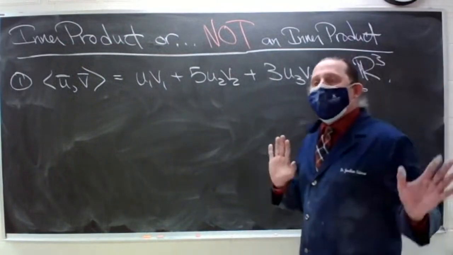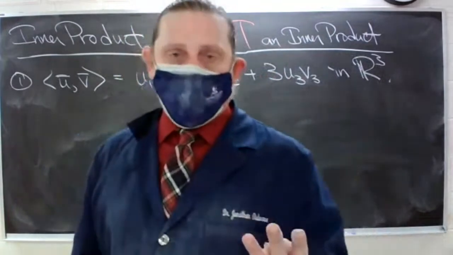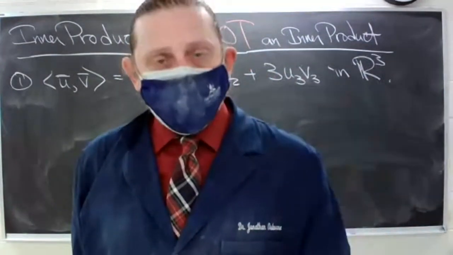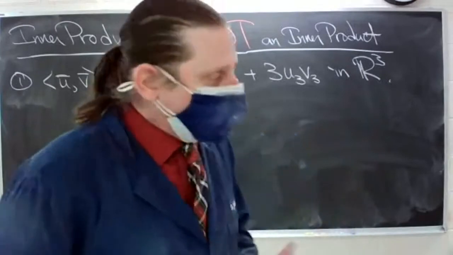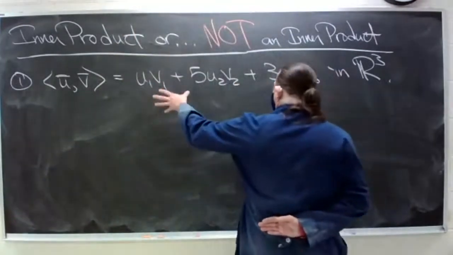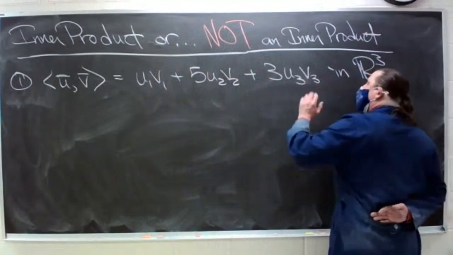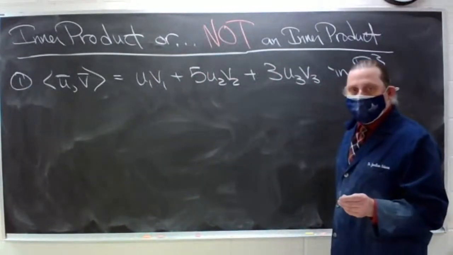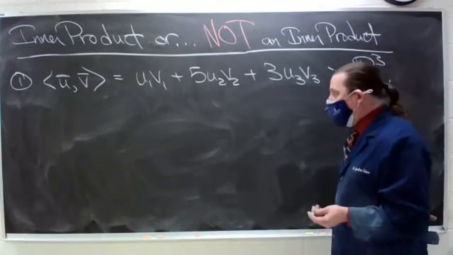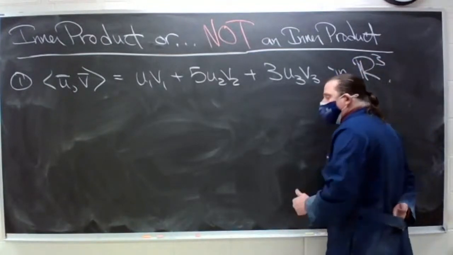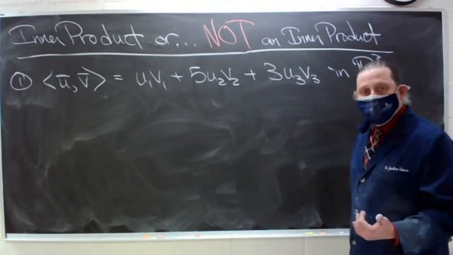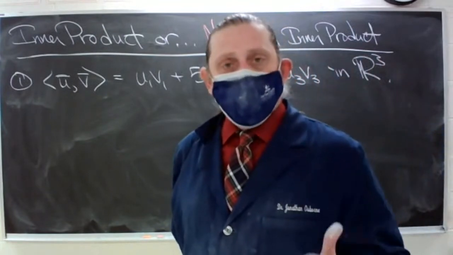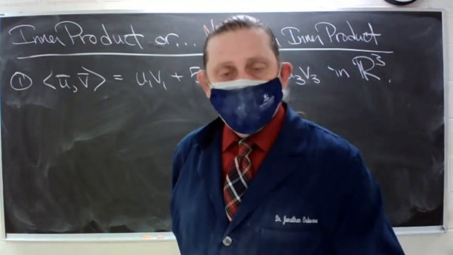We're working in R3, so that means each of our vectors has 3 components. I am going to indicate those components with a subscript. So I've got u1 v1 plus 5 u2 v2 plus 3 u3 v3. And I need to verify the 3 properties of inner products. Property number 1: the inner product is linear.